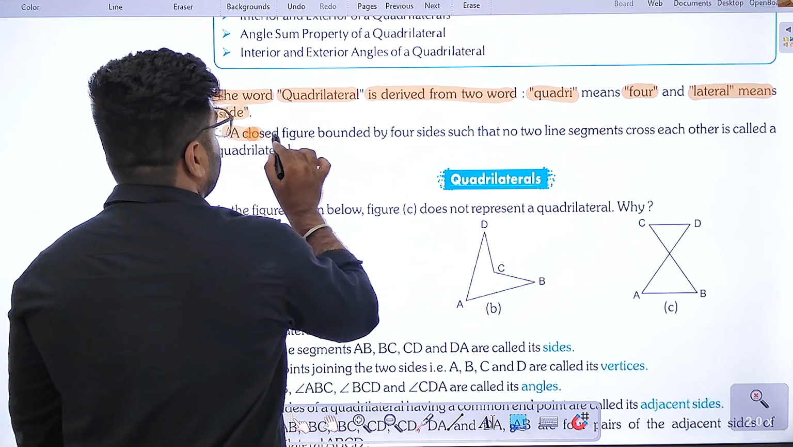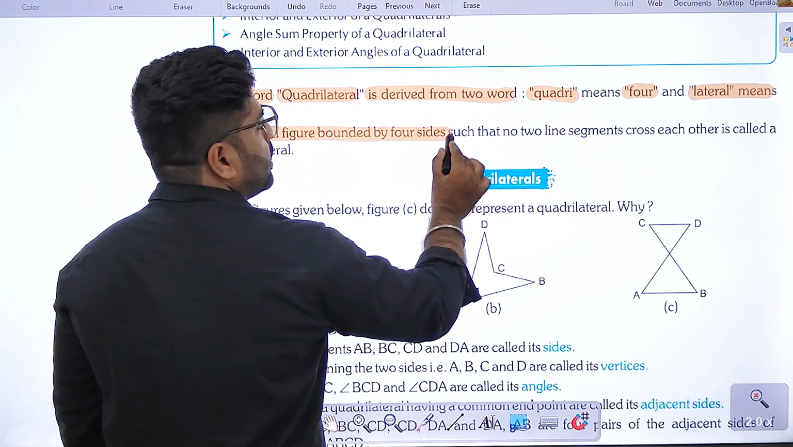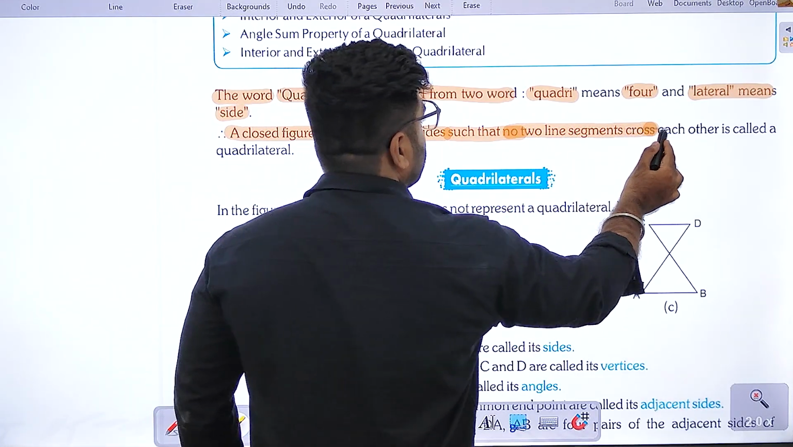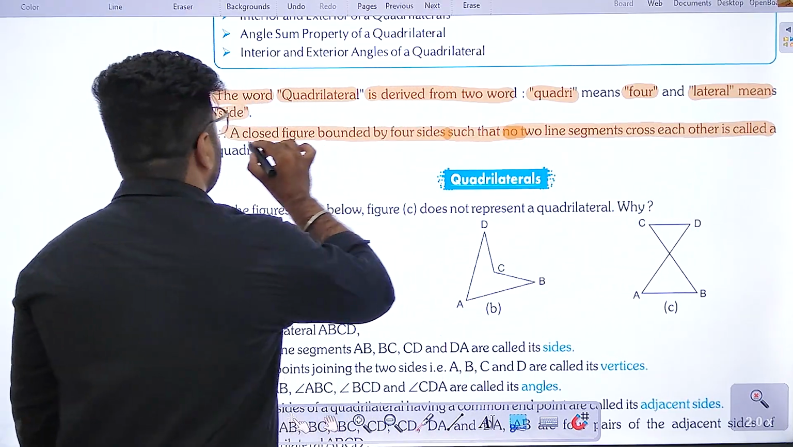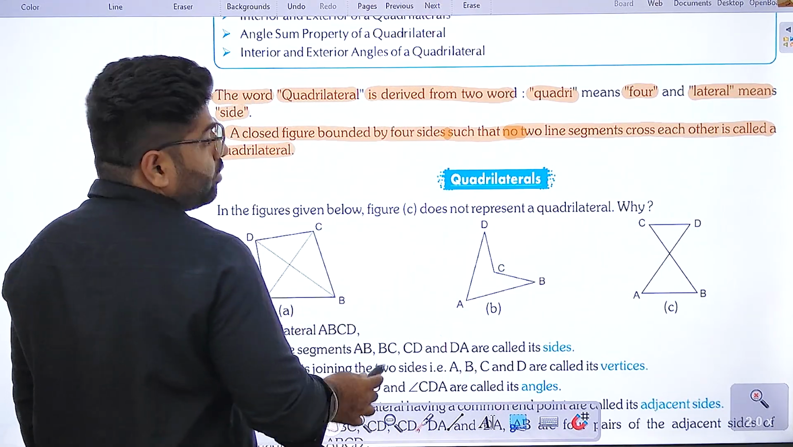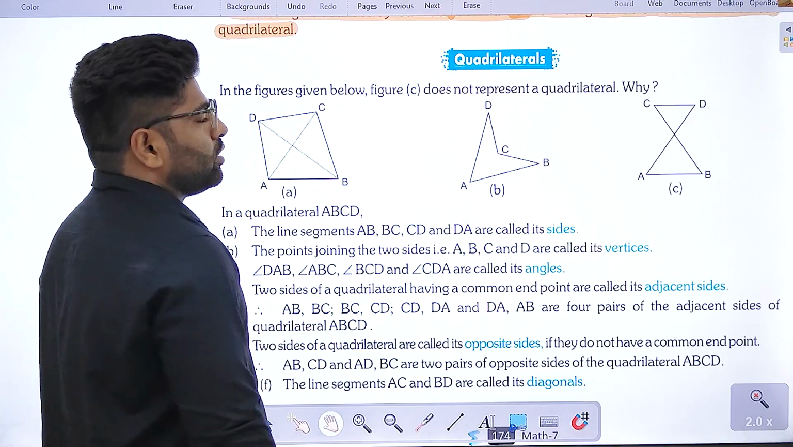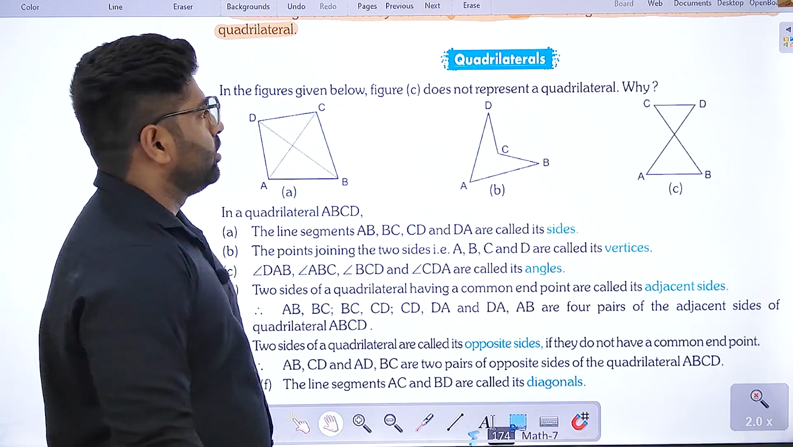So here we are having a closed figure bounded by four sides such that no two line segments cross each other is called a quadrilateral. So we are having four-sided figures. We will call it a quadrilateral.